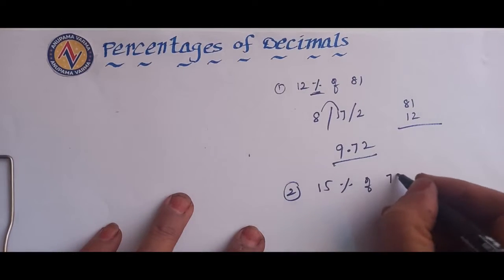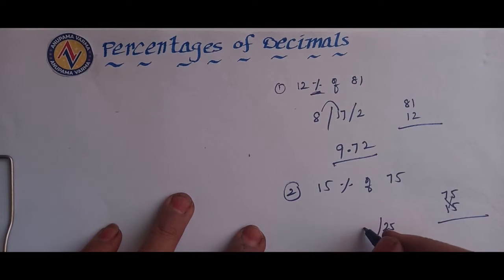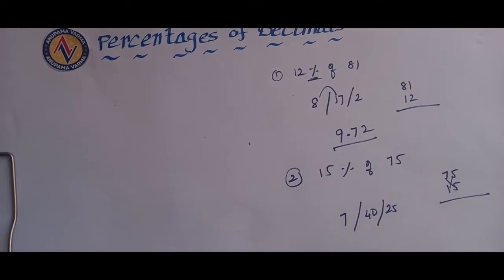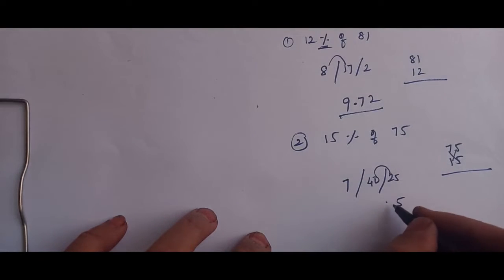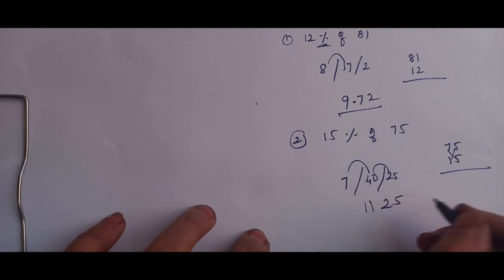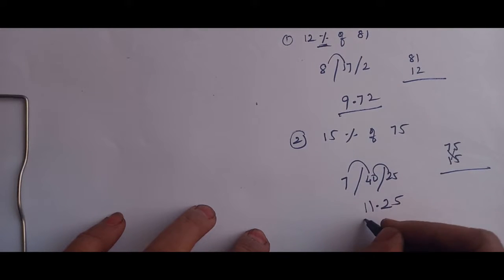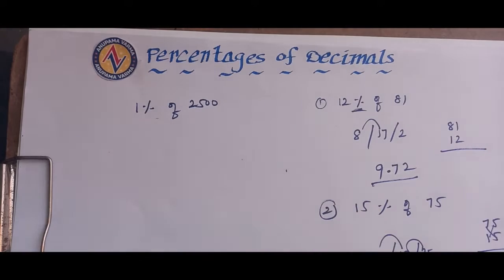Let's take one more example. 15% of 75. So 75 into 15. 5 5s are 25 right here. 5 7s are 35 plus 1 into 5 is 5. So 35 plus 5 is 40. 1 into 7 is 7. Balance it. Write 5. 2 will be carried over here. It becomes 42. Write 2. 4 will be carried over here. 7 plus 4 is equal to 11. So keep a point after 2 digits. 11.25 is the answer.